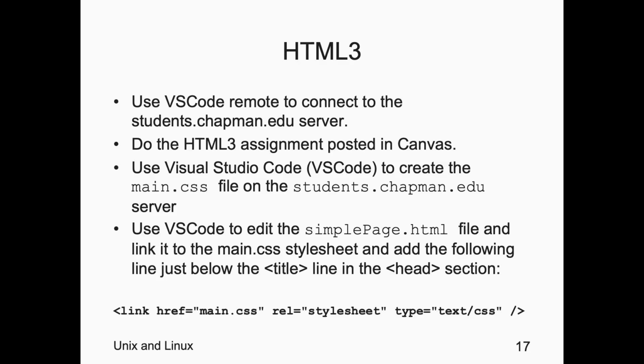Now we are transitioning from system administration commands to a practical application. So for this assignment, you'll want to connect remotely to our server. You can also use VS Code to do this. It might be easier to look at files that way as opposed to simply using the vi editor. Here's a summary of the instructions for the HTML3 assignment, but please look on Canvas for more information on that.